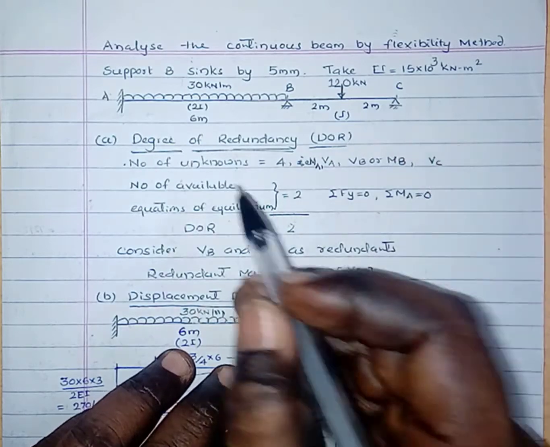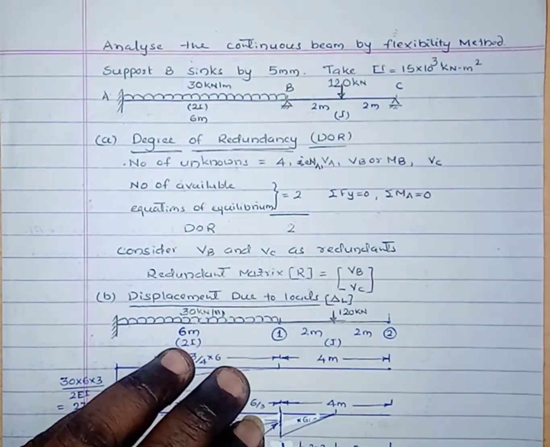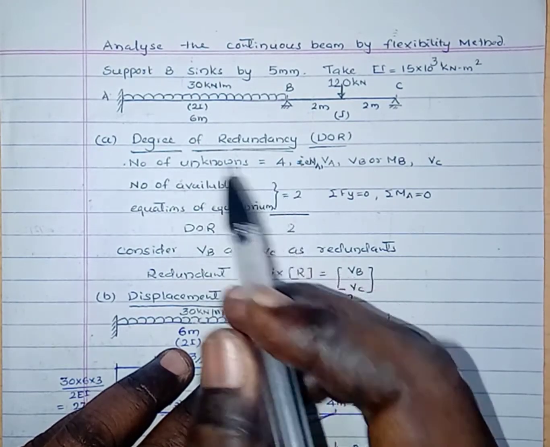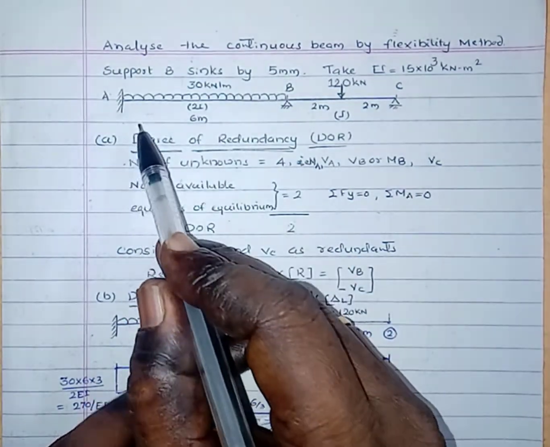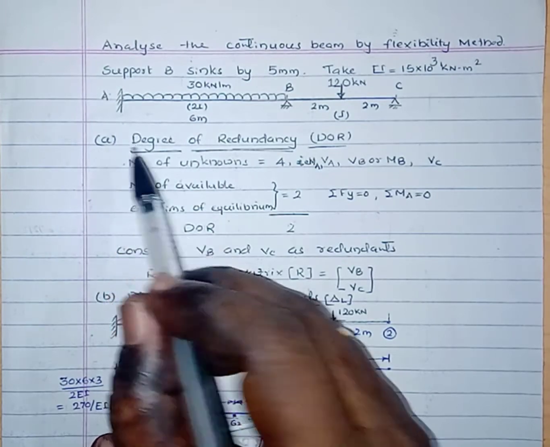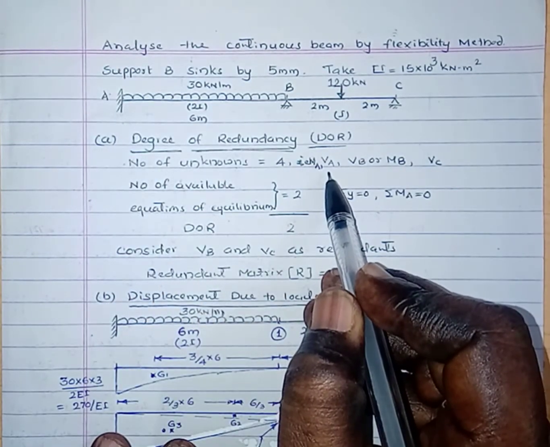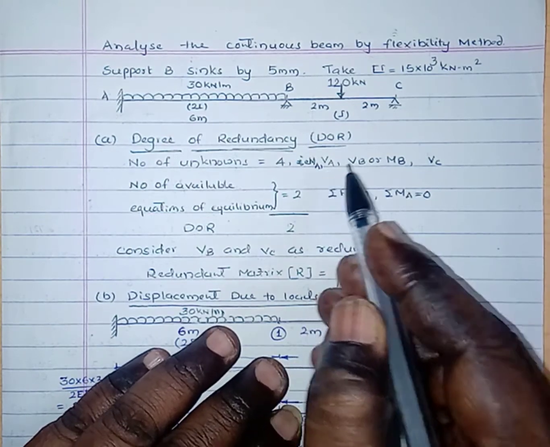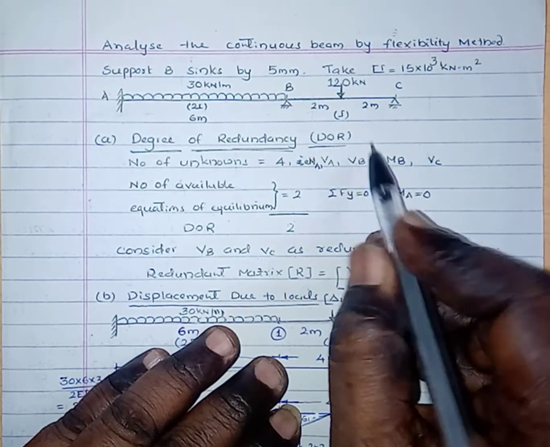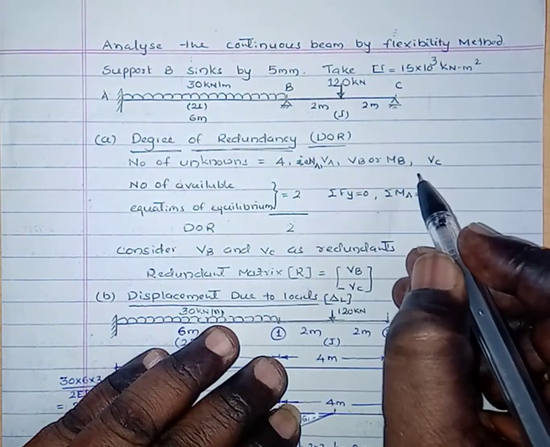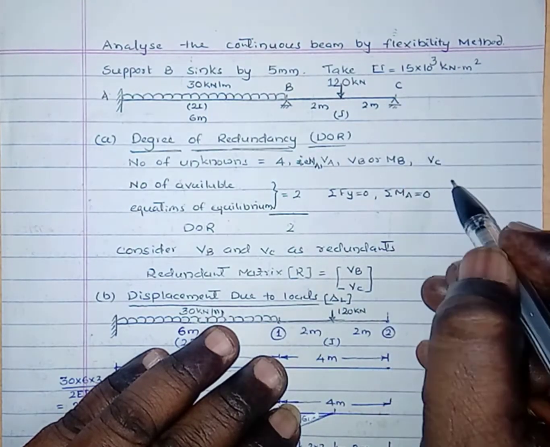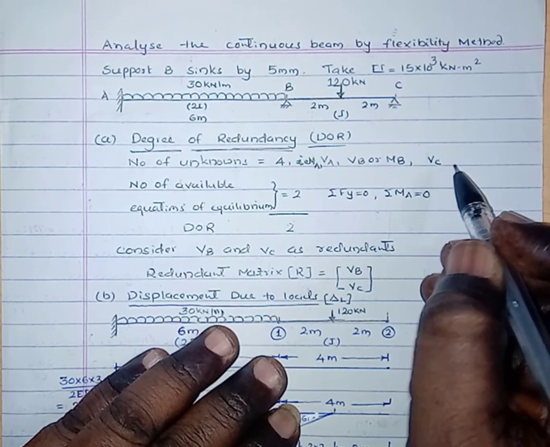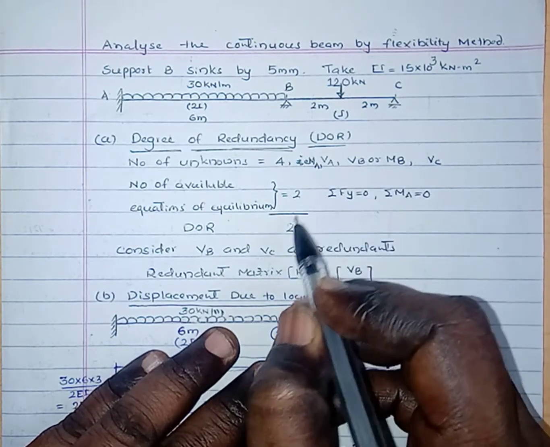First you have to find out the degree of redundancy. The degree of redundancy is given by number of unknowns. Here at fixed support A, MA and VA are the unknown reactions. Here no horizontal forces, hence HA is not considered. Then at support B, either VB or MB you have to consider. At C, that is the end support which is on hinge, VC is the only reaction component. Then the total number of unknowns are 4.